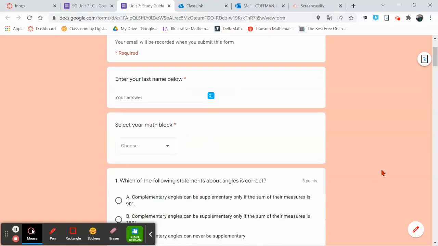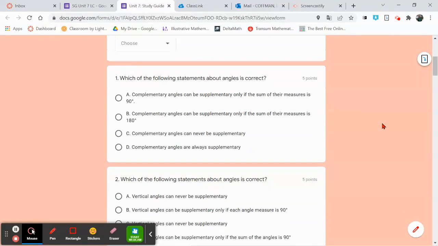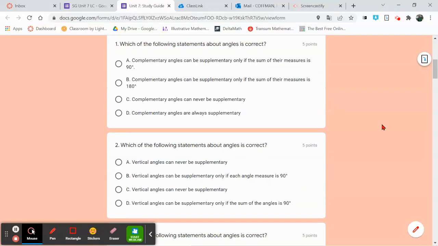All right, make sure you fill out the information. And let's start. Which of the following statements about angles is correct? A. Complementary angles can be supplementary only if the sum of their measure is 90 degrees.